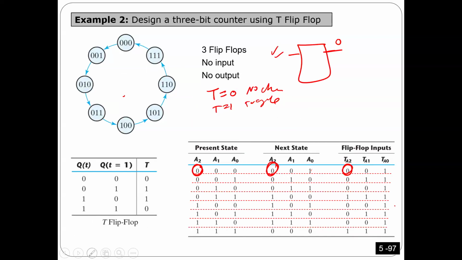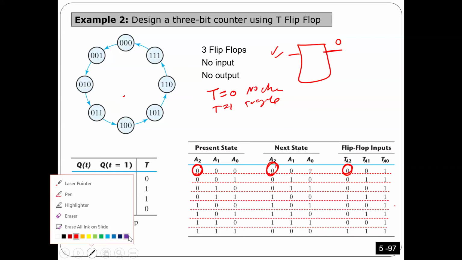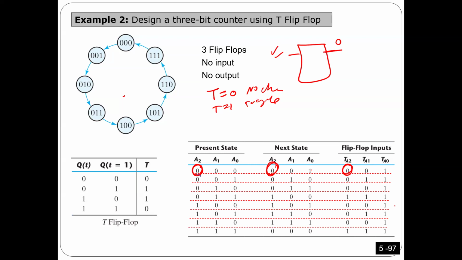Here, same thing. I have 0. Next time I also want to get 0, so I have to put 0 here. Next one, I also have 0 here. Next time I will get 0, so I have to put 0 here. Let's see the next one.